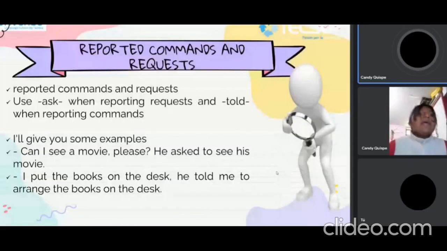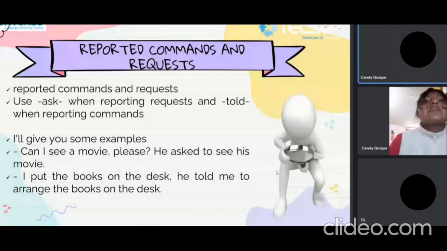Thank you. Reported commands and requests. I use "asked" when reporting requests and "told" when reporting commands. I'll give you some examples. Number one: can I see the movies, please? He asked to see the movies. Number two: put the books on the desk. He told me to arrange the books on the desk.